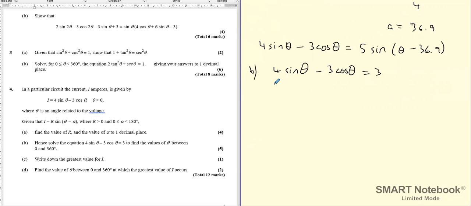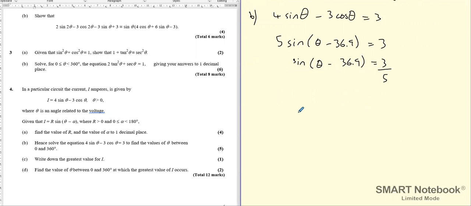And we are going to use the R sine theta minus alpha form. So we can replace the left-hand side here with 5 sine theta minus 36.9 equals 3. So now we've got a trig equation, first year stuff. Sine theta minus 36.9 equals 3 over 5.